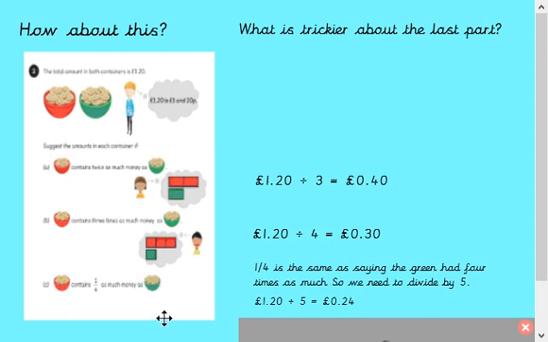So in that case, if I was going to set up a bar model, I would need to have 1 part red and I need to have 4 parts green. That means that if I've got 4 parts green and 1 part red, I've got 5 parts in total. So I would need to divide £1.20 by 5. And in this case, that would mean 24 pence. So the red bowl would have 24 pence in it.